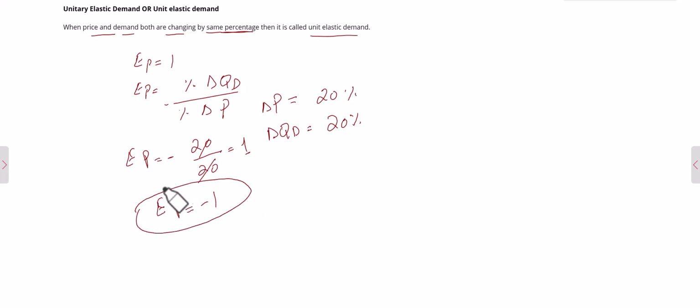So again I'm explaining why there is a negative sign. The negative sign shows that there is a negative relationship between price and demand. When price increases, demand decreases, so there is a negative relationship between price and demand. So that's why elasticity of demand is always a negative value.